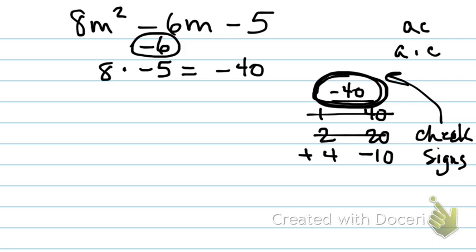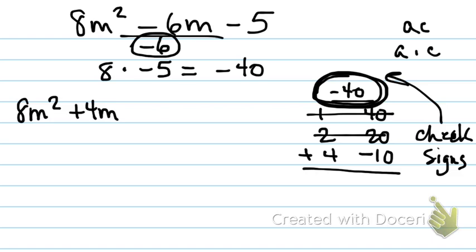Okay. Now, will the 8m squared change? No. I no longer have negative 6m. What am I going to have? Plus 4m and what? Minus 10m. Remember, it had an m up there, so they both need an m down there. And then what? Minus 5. Which means I no longer have 3 terms, but 4, which factors by grouping.